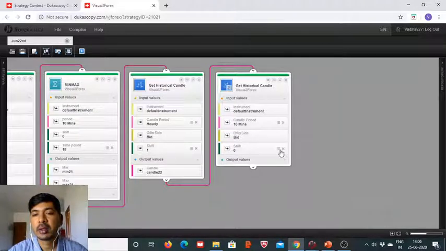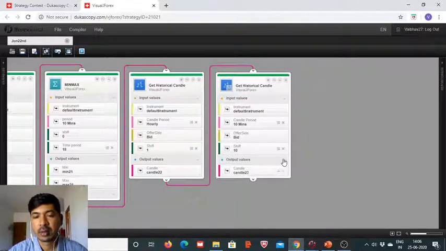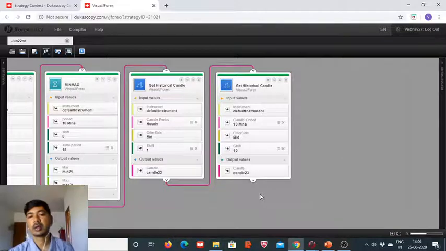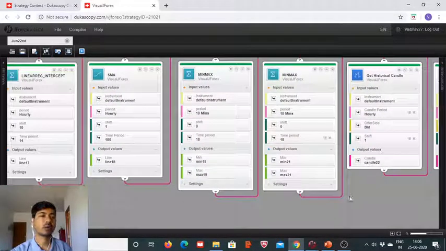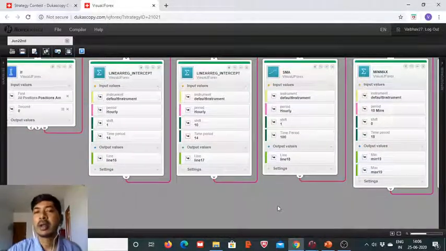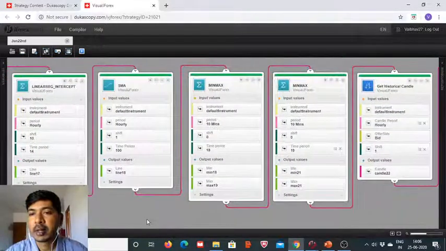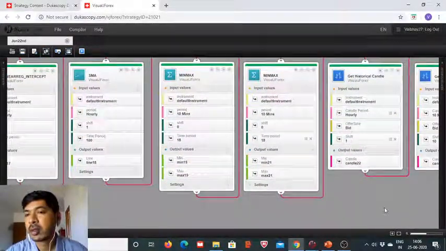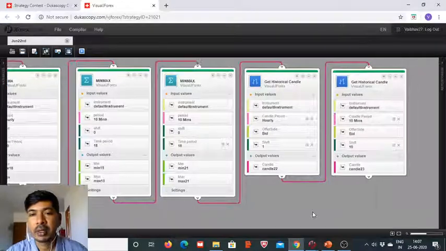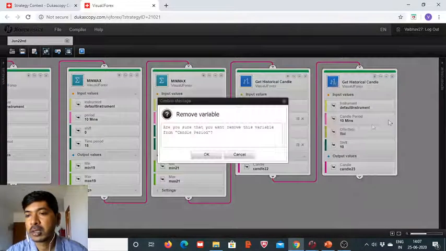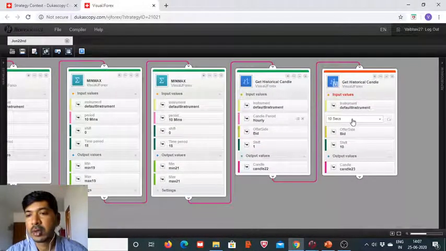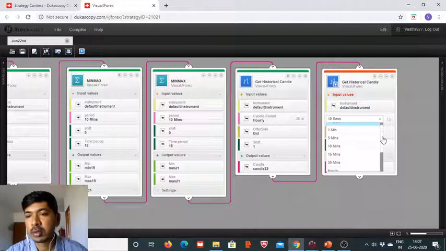Bid side, that's okay, and we make it 10, and here the output value is going to be candle 23. So far so good. We have got linear regression intercept, the SMA levels, and the min-max blocks, and historical candle values as well. Oh, here I forgot to change. It should be 1 hour each, so it is going to be hourly.